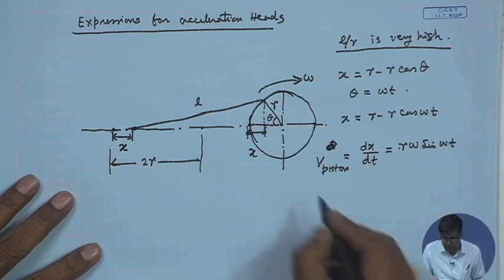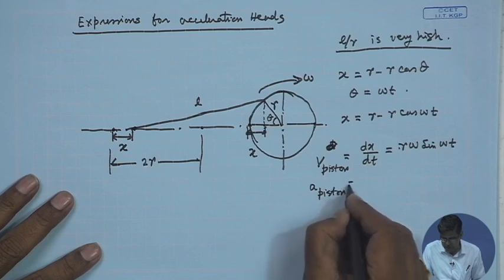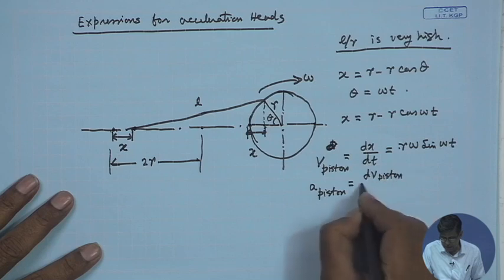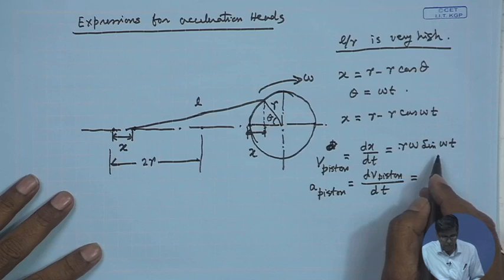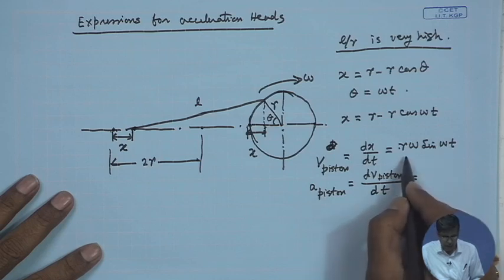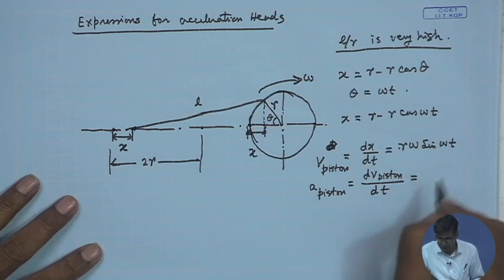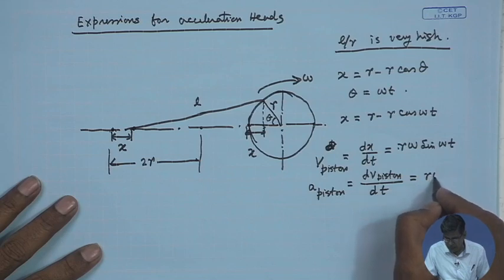Then the acceleration of the piston is equal to dv/dt, the derivative of this. I am extremely sorry, this is the acceleration of the piston, but we will find out the acceleration in the pipeline. Acceleration of the piston will be definitely r omega square cos omega t.